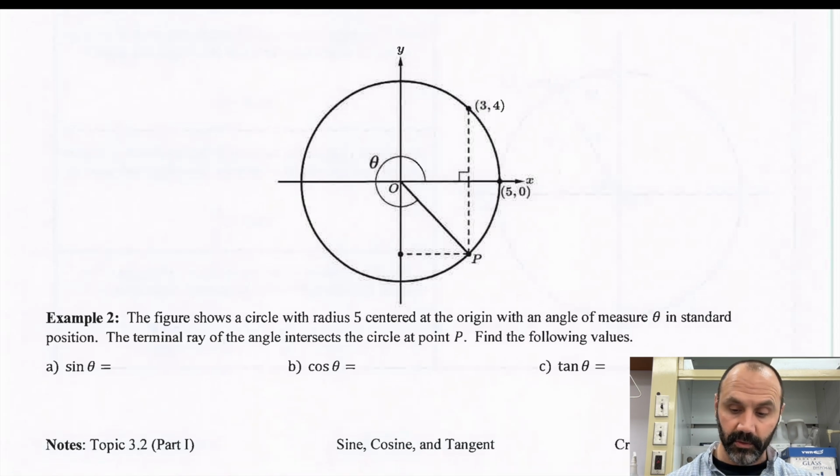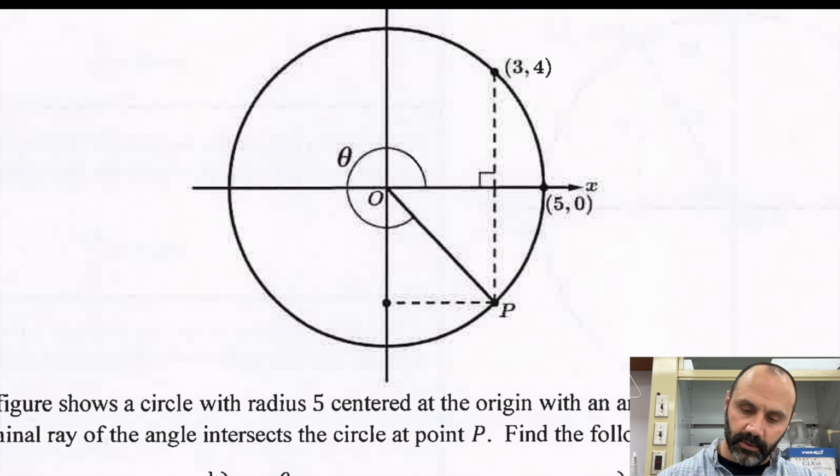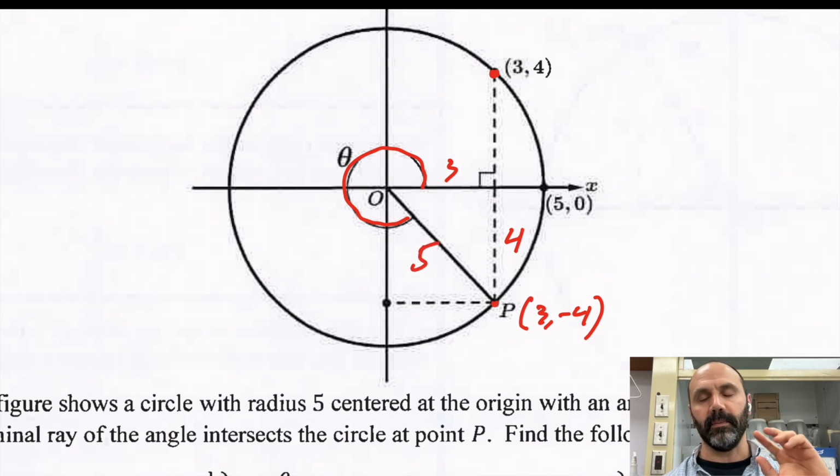In this one, they give us coordinates. We have actual numbers for this one. So this coordinate is 3, 4. So going down to here, the coordinates of P are going to be 3 comma negative 4. Notice this angle goes all the way around. So the adjacent side, the horizontal, is 3, the vertical is 4, and this is 5. It's a 3, 4, 5 right triangle. Remember the common Pythagorean triples? 3, 4, 5 is one of them.